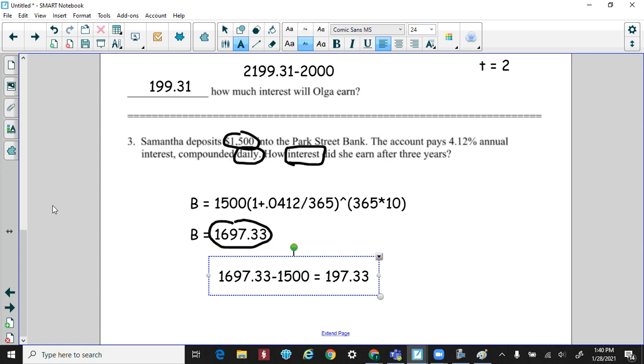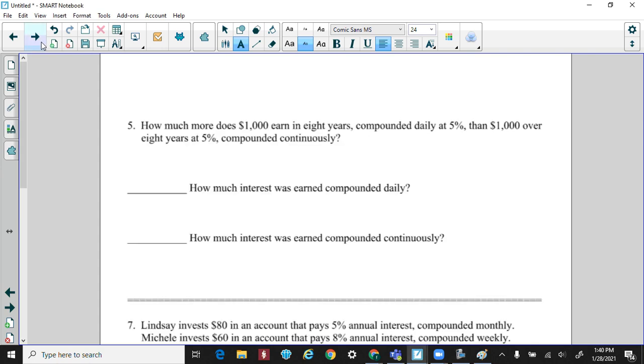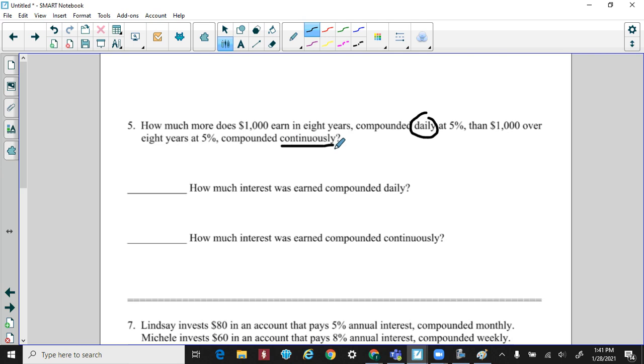All right, I was just looking at the clock. I think we have time for one more. All right, so question number 5. How much more does $1,000 earn in 8 years compounded daily than $1,000 over 8 years continuously? Well, let's see. We're going to have to do some work here. We're going to have to use two formulas because it says how much interest was earned compounded daily.